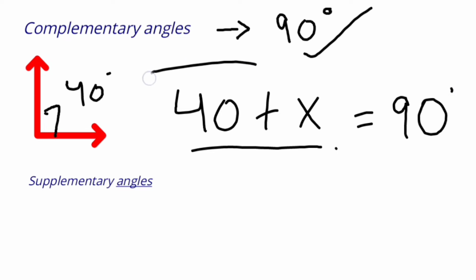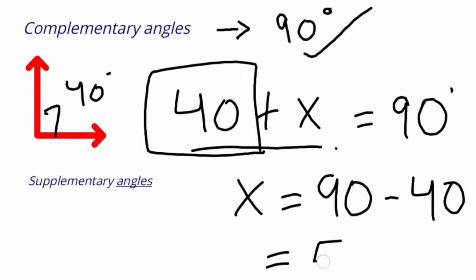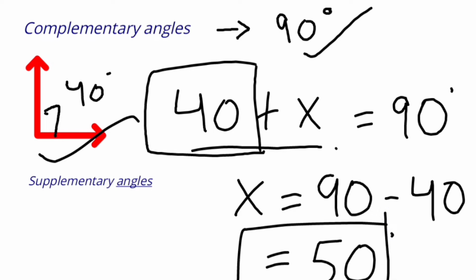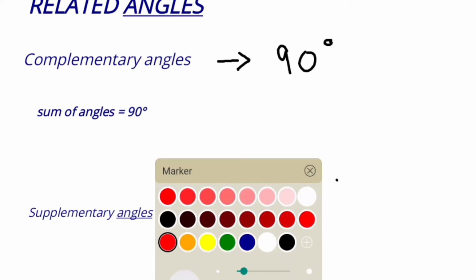So now when you have to find x, you have to transfer this 40 degree. When you transfer this 40 degree to the other side, it will go in subtraction. So 90 minus 40 is 50 degree. So it means कि complementary pair of 40 degree क्या होगा, 50 degree. So complementary angles are those whose sum is 90 degree. Now let's study our next angle. Now our next pair is supplementary angles. So supplementary angles are those angles whose sum is 180 degree.